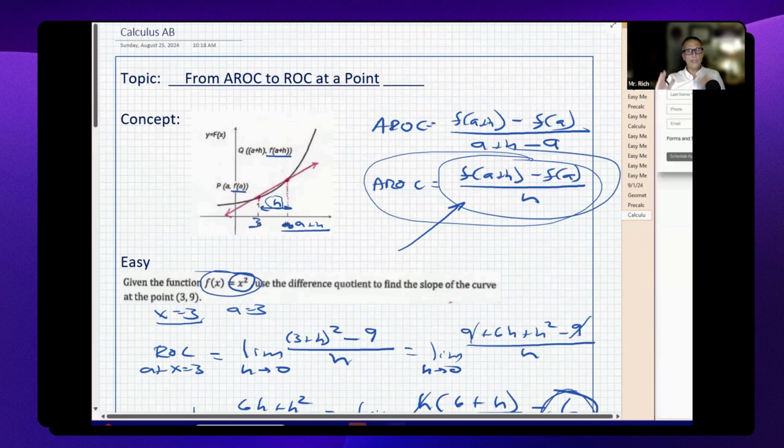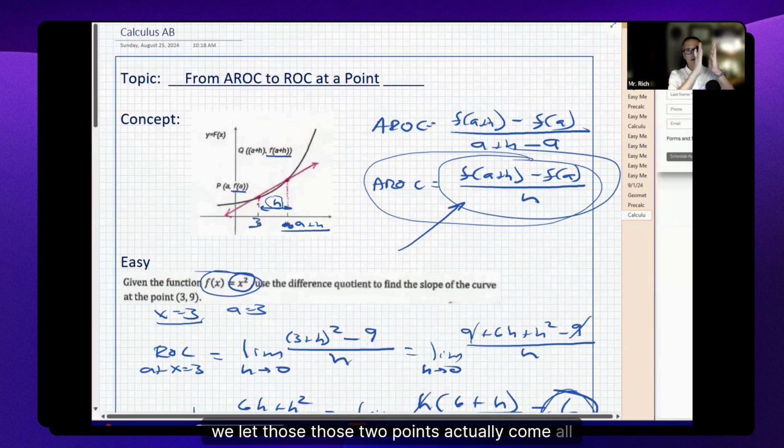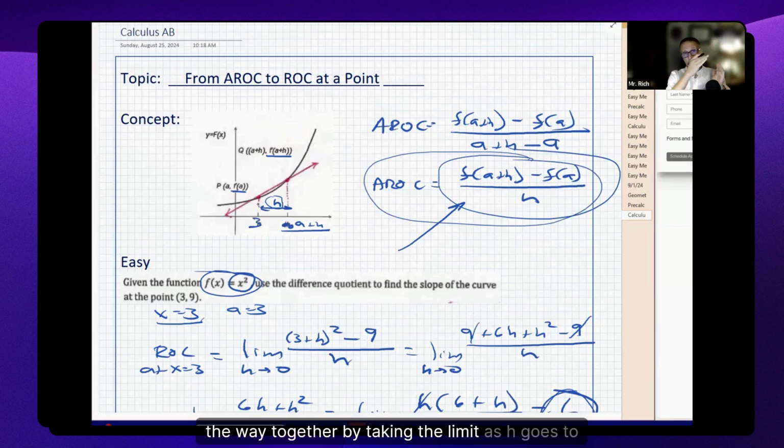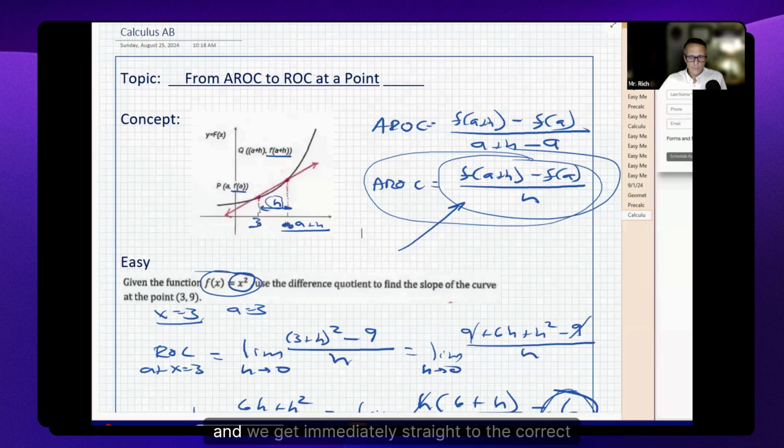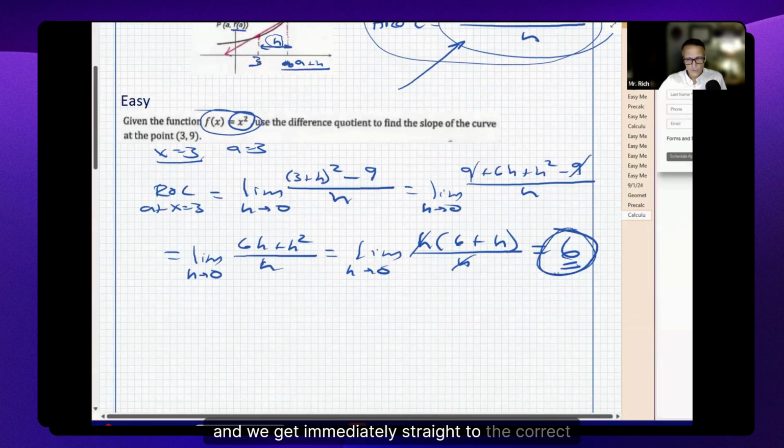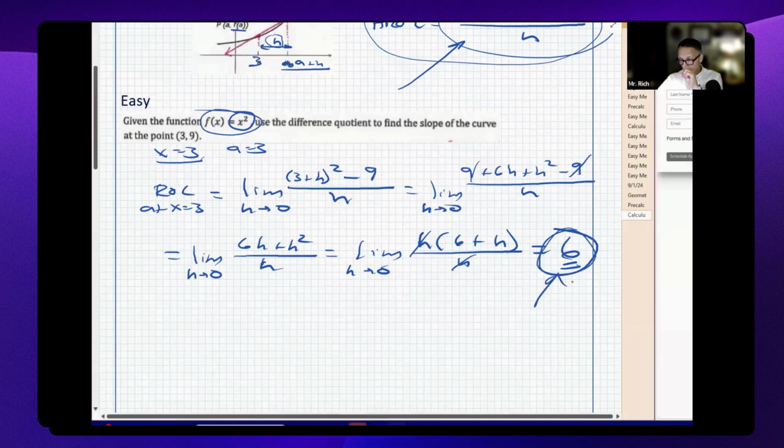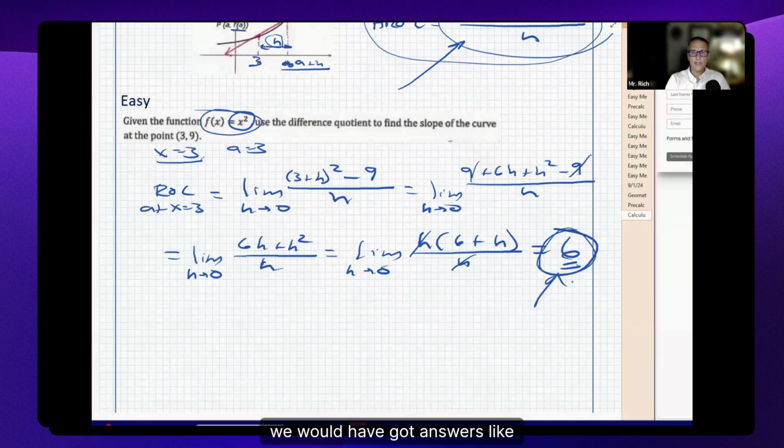In calculus, we let those 2 points actually come all the way together by taking the limit as h goes to 0, and we get immediately straight to the correct value. If we were doing this the way that I was doing with average rate of change, we would have gotten answers like 5.999 and 6.0001. But the closer that I bring those points together, the closer the answer on an average rate of change would be to 6. In calculus, though, we go straight to the result, which is 6.